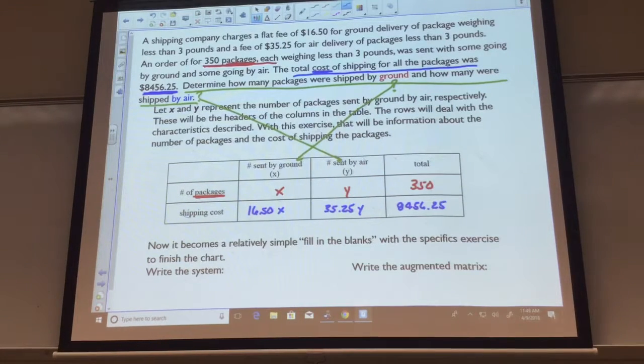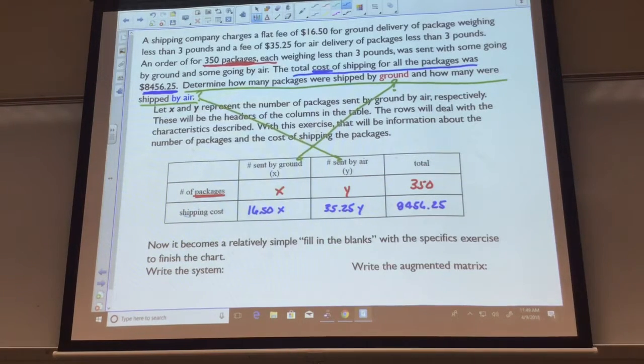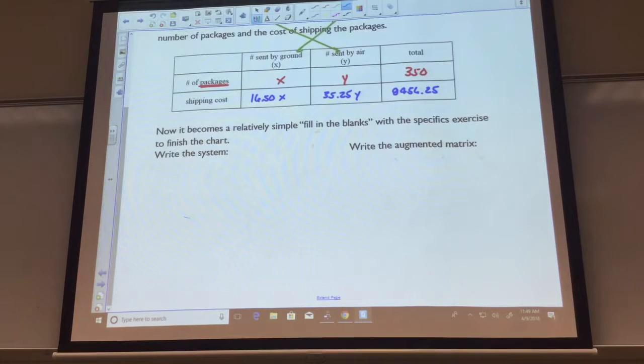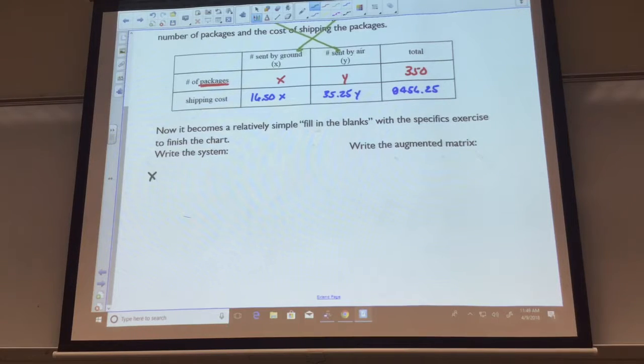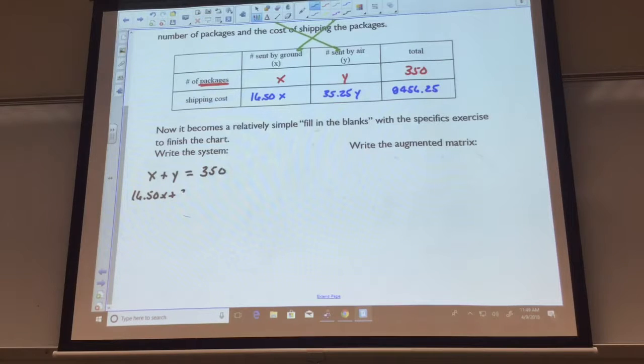And we've taken all the information and organized it into a matrix, into a chart, into a table. And from that table, guess what we have? A system. X plus Y equals 350. 16.50X plus 35.25Y equals $8,456.25.